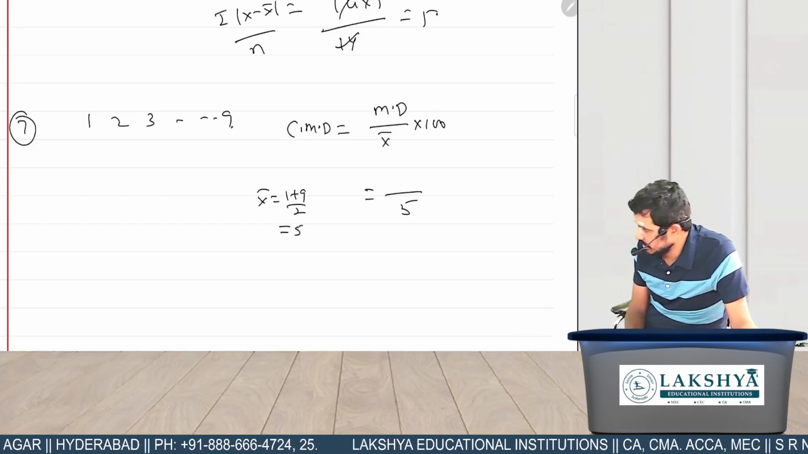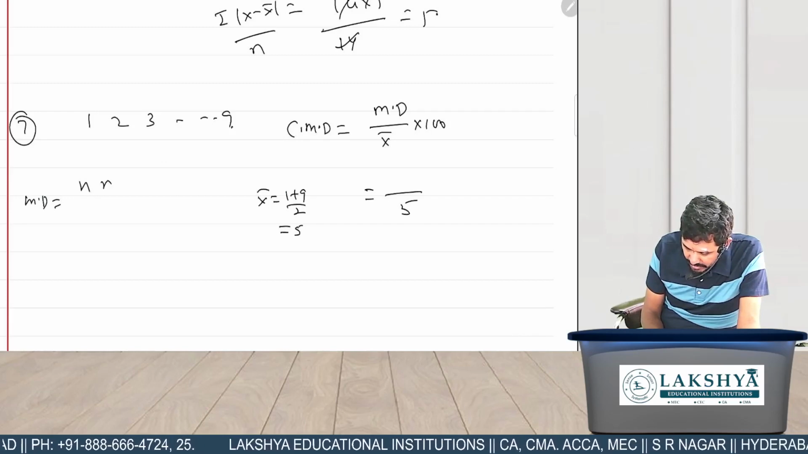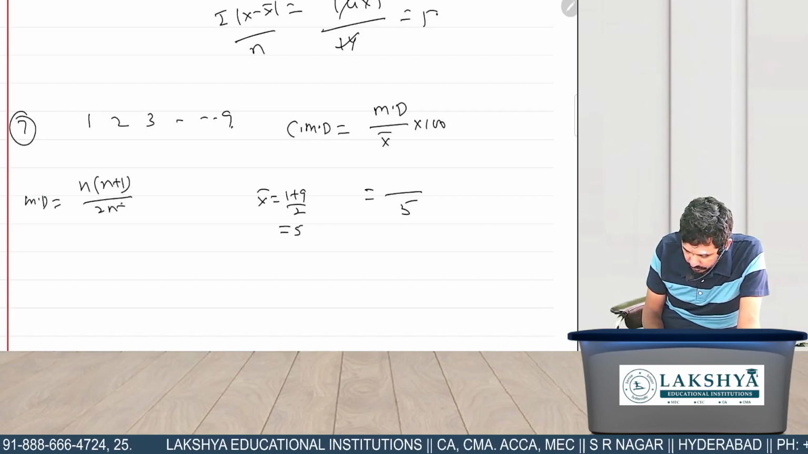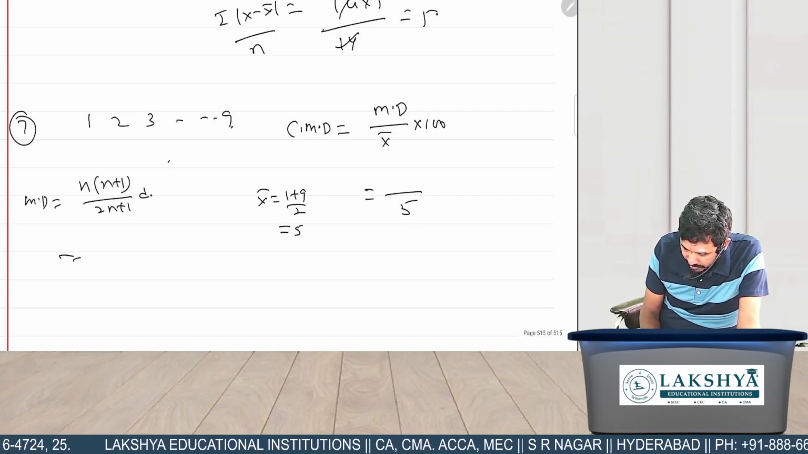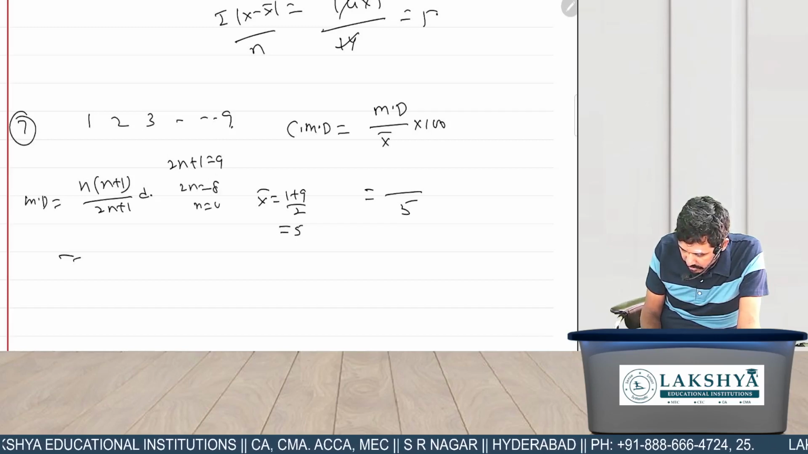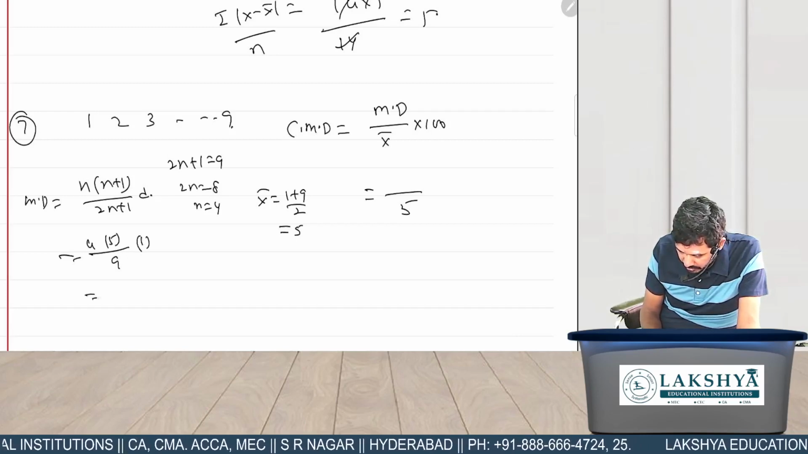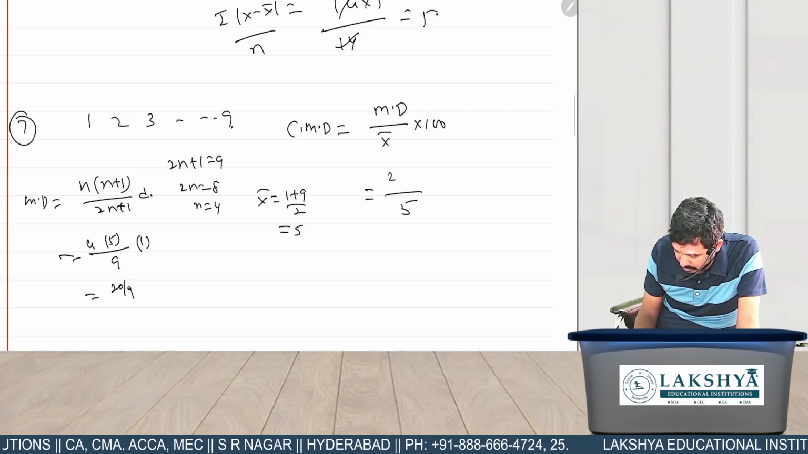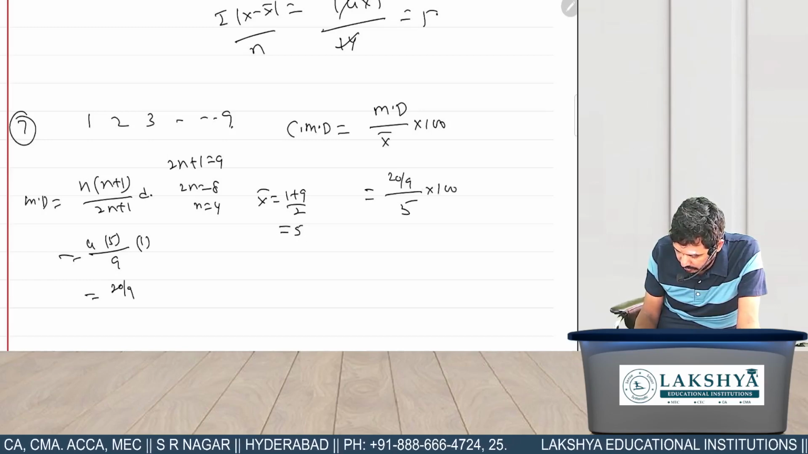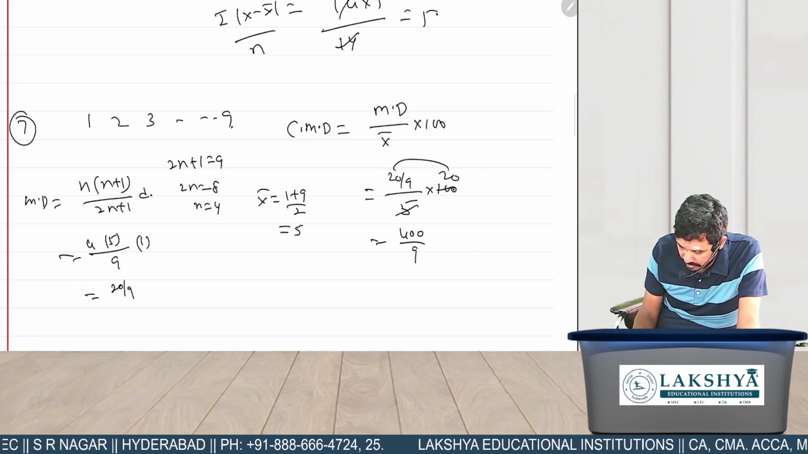We got 5. Mean deviation: observations are in AP, then mean deviation is n into n plus 1 by number of observations. 2n plus 1 is equal to 9, 2n is equal to 8, n is equal to 4. 4 into 5 by 9 into common difference 1, 20 by 9. Substitute 20 by 9 into 100, 20 times 20, 400 by 9.